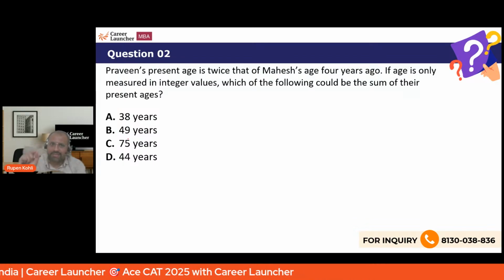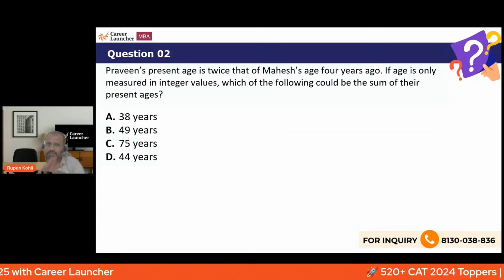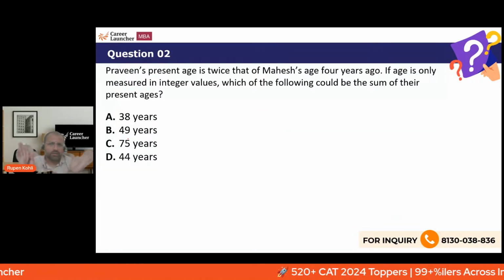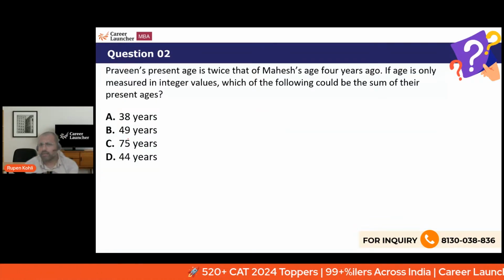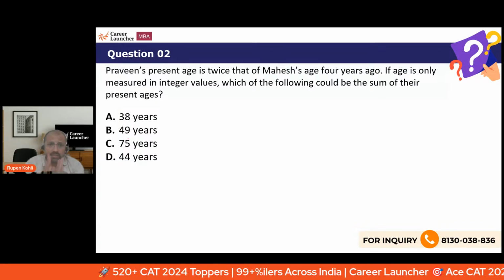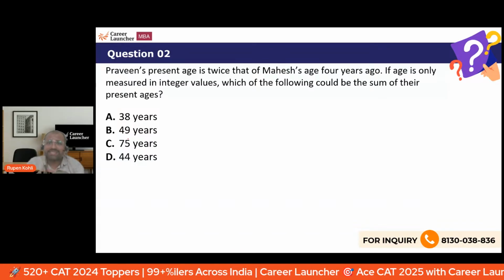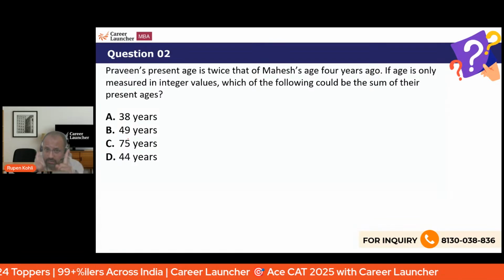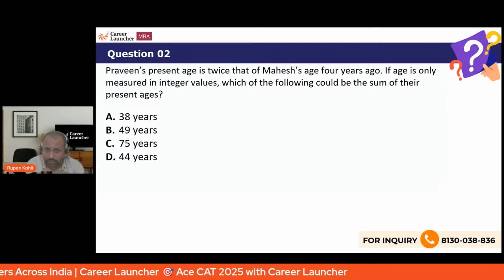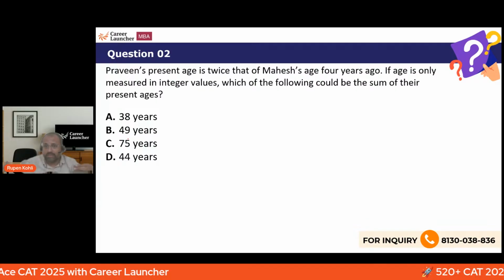So Praveen's present age is twice that of Mahesh's age 4 years ago. There is a relation between the ages, through which we can write an equation. If age is measured in integer values, which of the following could be the sum of the present ages? Again, look at the language of the question very carefully. The question is not asking which of the following is the sum of their present ages.